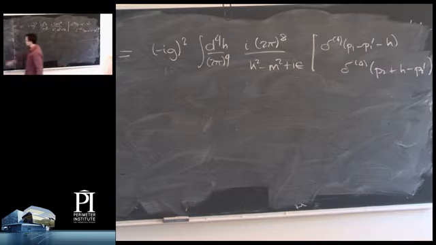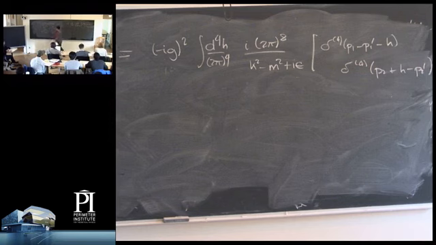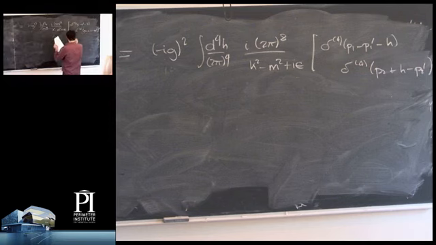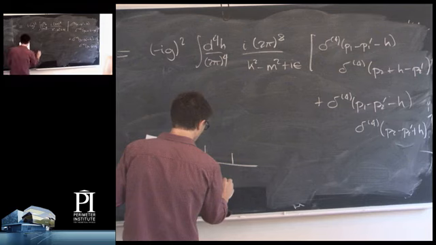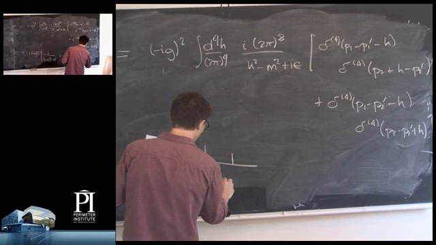So the sum of momenta going into this is 0, and the sum of momenta going into this is 0 at these two vertices. And then the second diagram, plus k. We do the k integral with the delta functions. And what we get is exactly the same expression that we had before.